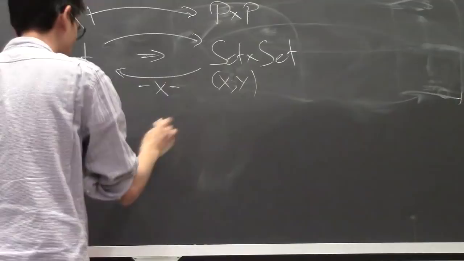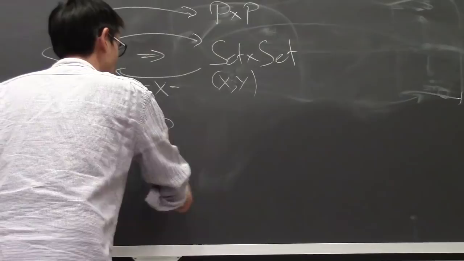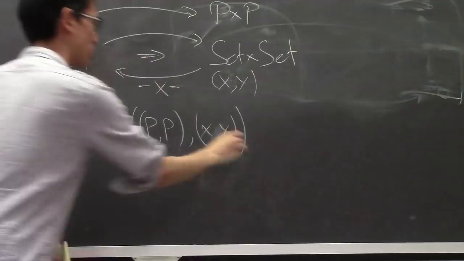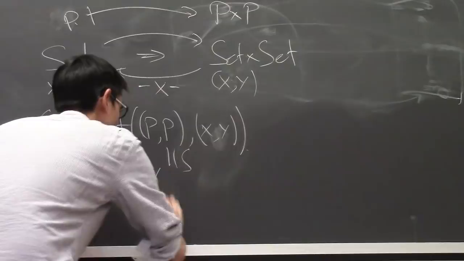And how we understand this is that another way to characterize the product is by this bijection between Hom sets. In particular, functions from (P, P) to (X, X) are in one-to-one correspondence, in a natural way, with functions, sorry, this is Set times Set, from P to X times X.